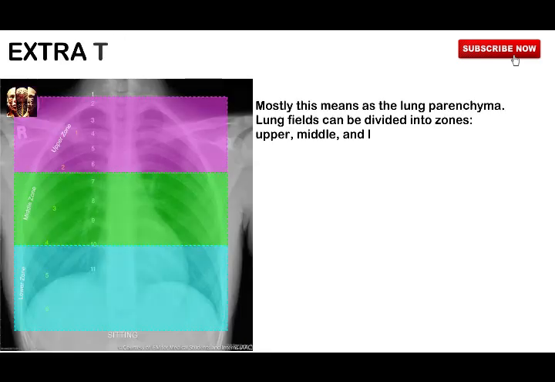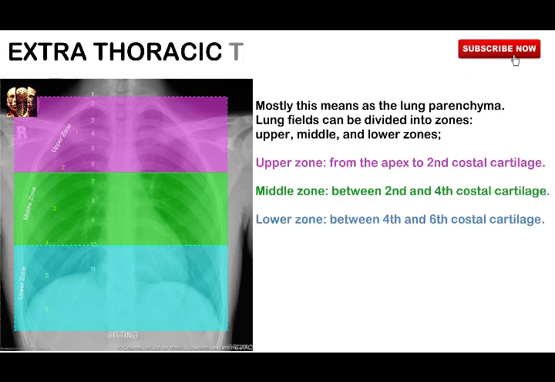Extrathoracic tissues. Mostly this means the lung parenchyma. Lung fields can be divided into zones: upper, middle, and lower zones. Upper zone, from the apex to the second costal cartilage. Middle zone, between the second and fourth costal cartilage. Lower zone, between the fourth and sixth costal cartilage.